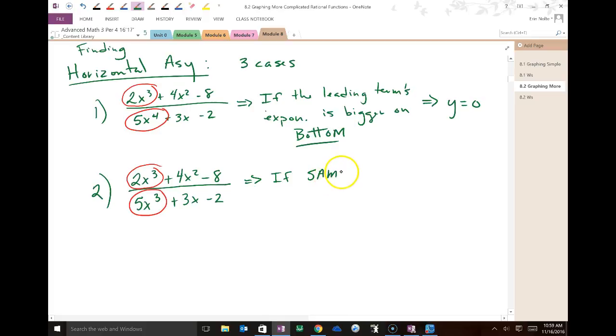If they're the same, then this will completely depend on the polynomial. In this case, we will have one at y equals 2/5. Can somebody tell me where I got 2/5 from? Exactly. That just simply came from the leading coefficients in front of those first two terms.